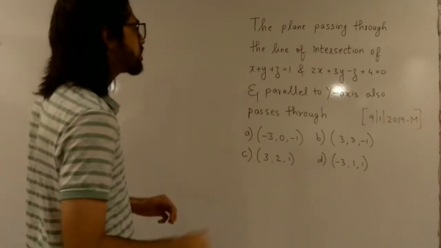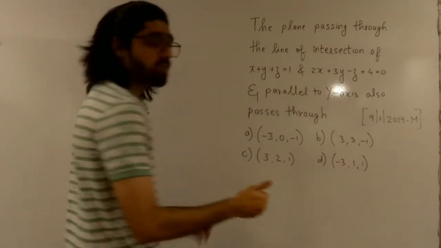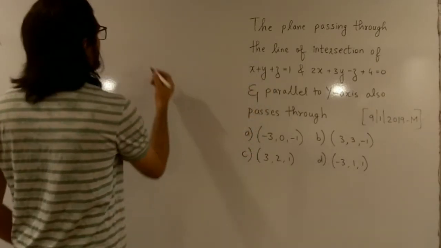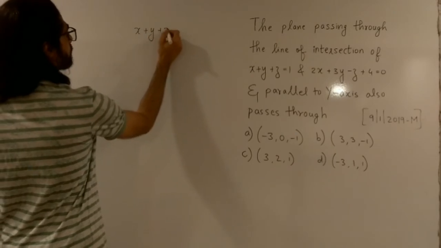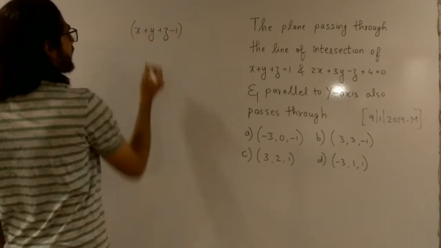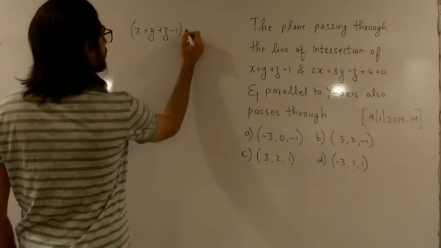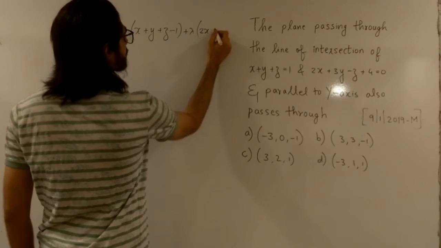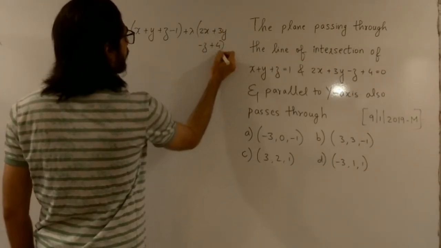So equation of any plane that passes through the line of intersection of these two planes will be given by P1 plus lambda P2 equal to 0. So I will write P1 as x plus y plus z minus 1. I am writing that minus 1 because the right hand side should be maintained equal to 0, plus lambda times P2, which is 2x plus 3y minus z plus 4, the whole thing equal to 0.